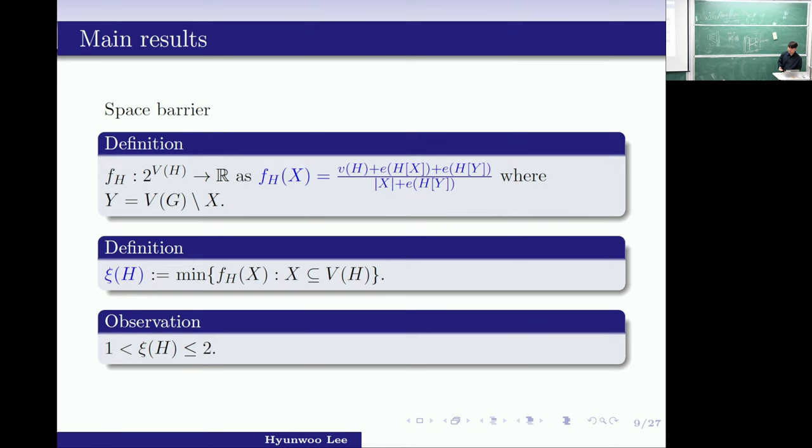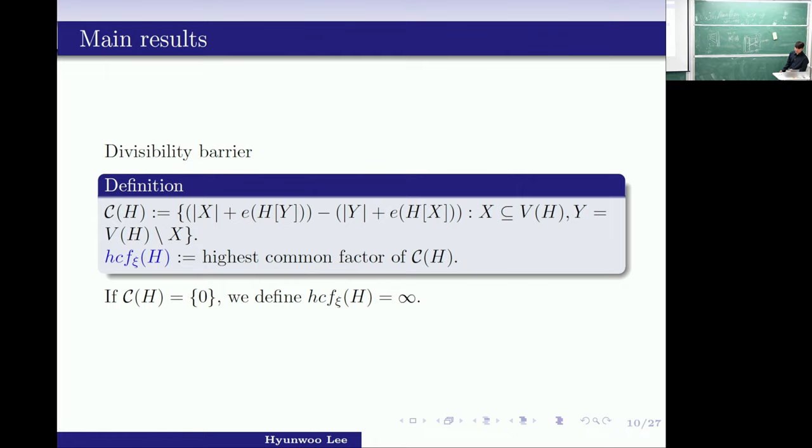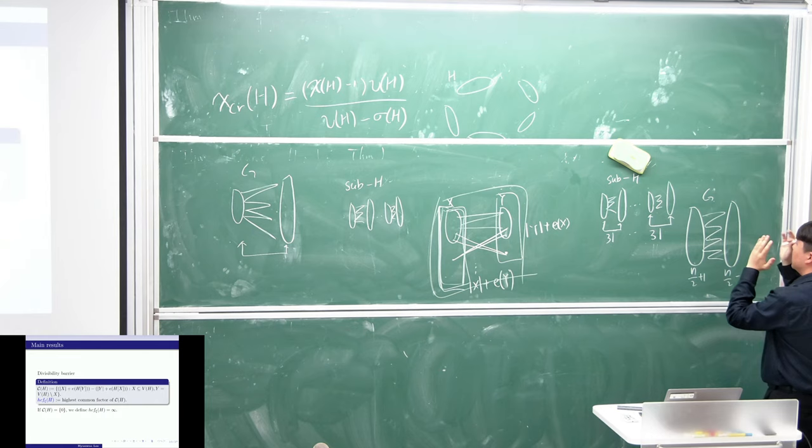Okay, and next is the divisibility barrier. So let's consider, again, every possible bipartite subdivision of H. Let's assume that the size difference between these two parts is divisible by 3. And again, the size difference between these two parts is divisible by 3, and so on. Now we consider a graph G that is almost complete bipartite, where the size of this part is n over 2 plus 1, and the size of this part is n over 2 minus 1. Then the difference between these two parts is 2. Then in this graph, we cannot embed a perfect H-subdivision tiling entirely.